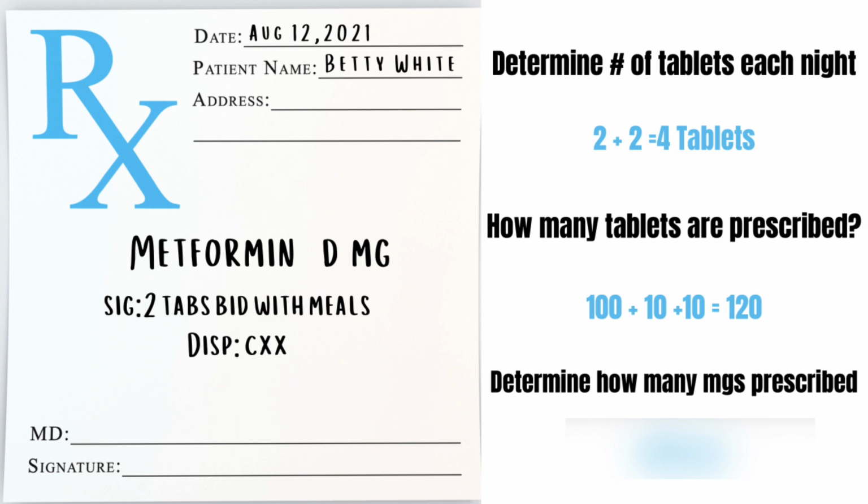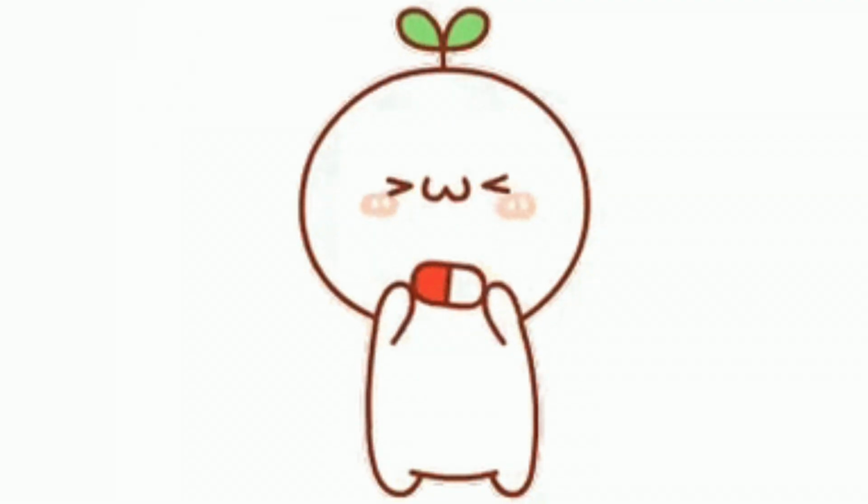Another question that may be asked is to determine how many milligrams are prescribed. On the prescription, it says metformin D milligrams. We all know that D equals 500, so there are going to be 500 milligrams prescribed for this prescription.